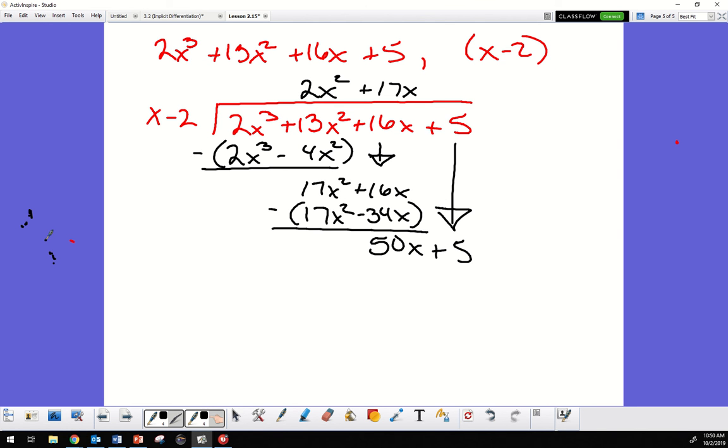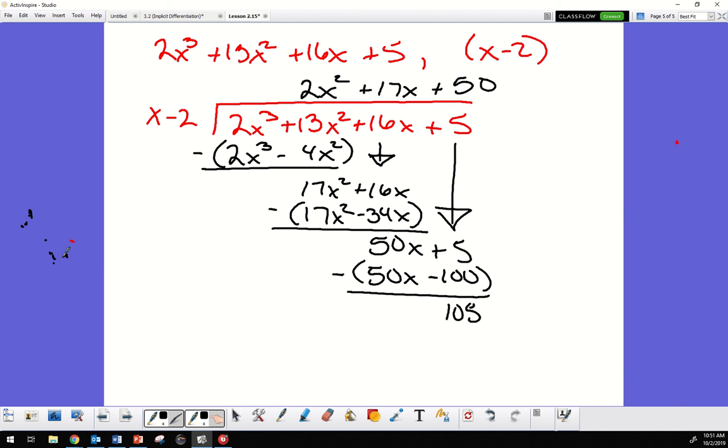All right, so what am I going to multiply? My leading term is 50x, right? By 50. So plus 50. So when I do that, it's going to be a 50x, and then it's going to give me minus 100. I do my subtraction, and I come up with what? 105. So I get 105 as a remainder. So if you notice, it didn't work out, did it? Nope. So I have a remainder.